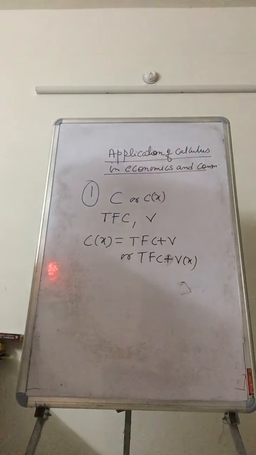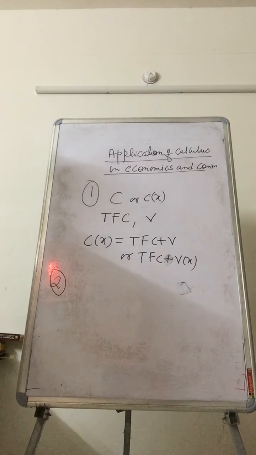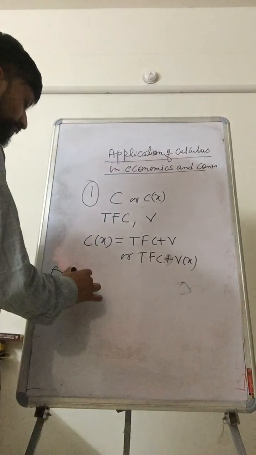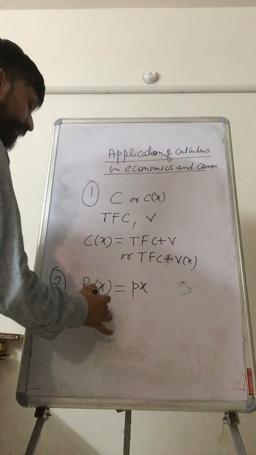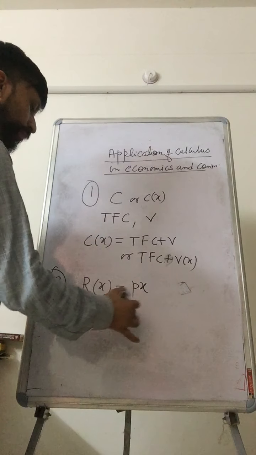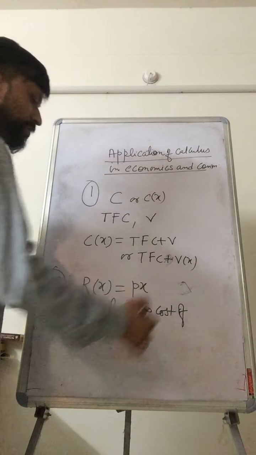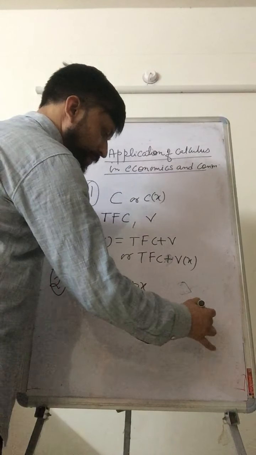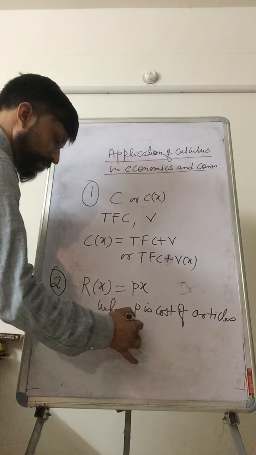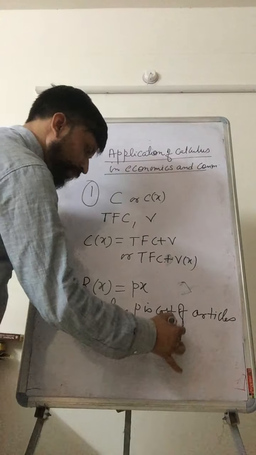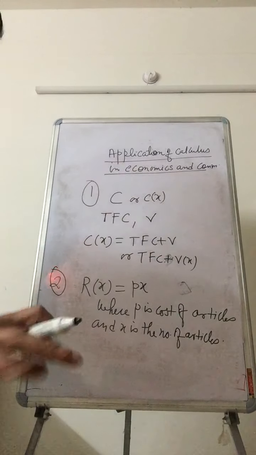Second term is your revenue function. Revenue function we represent with Rx, and P into X we write, where P is the cost of articles, and X is the number of articles.